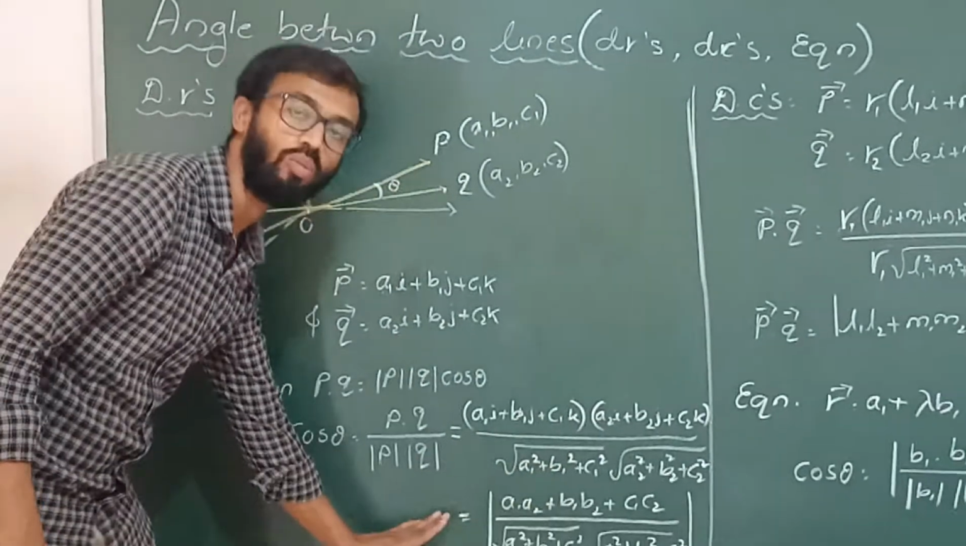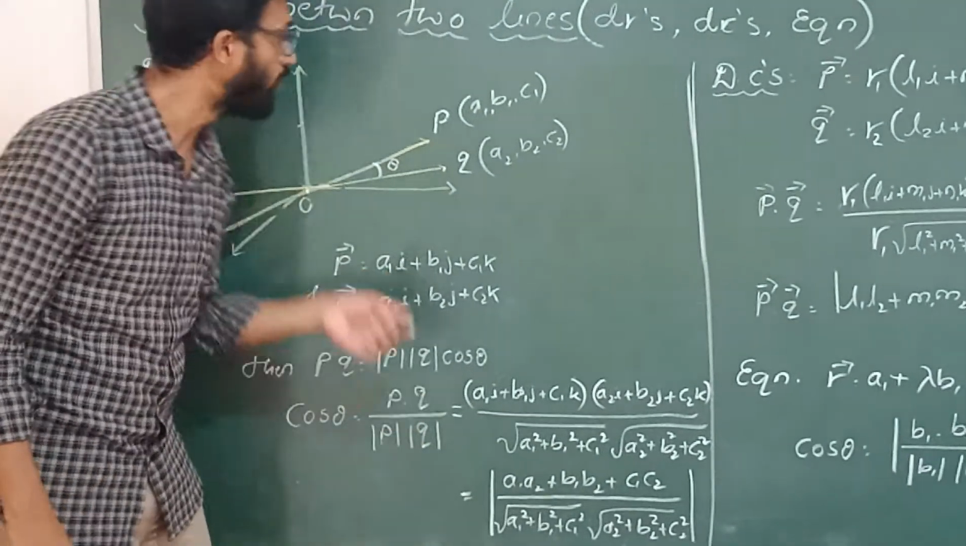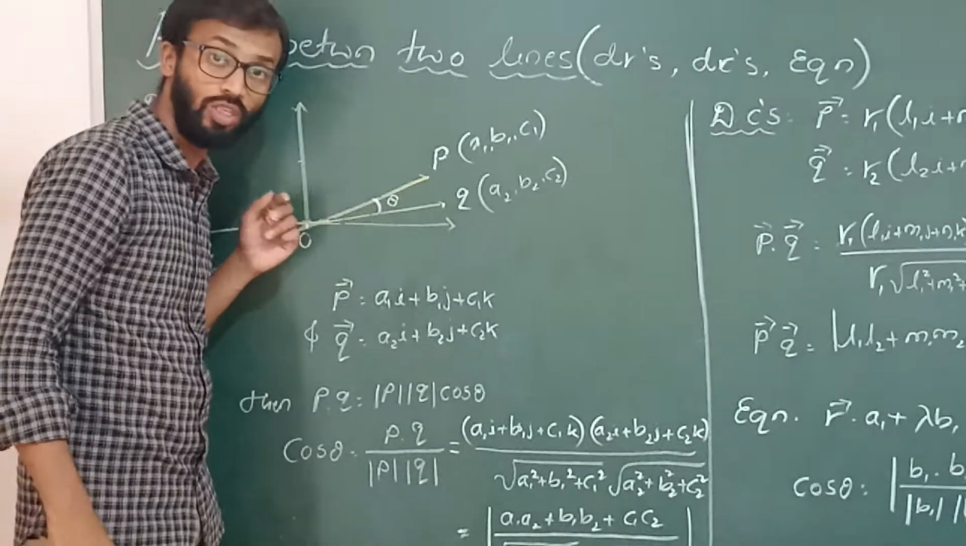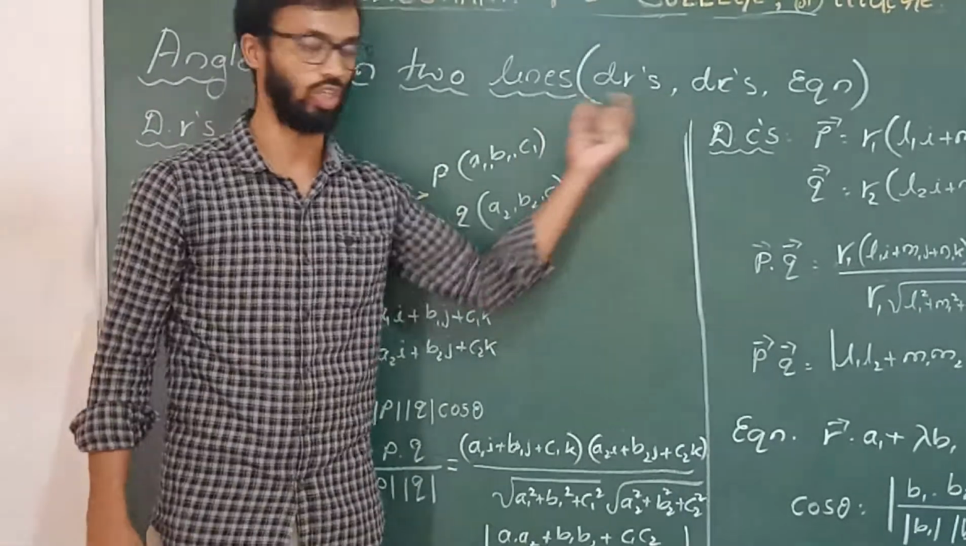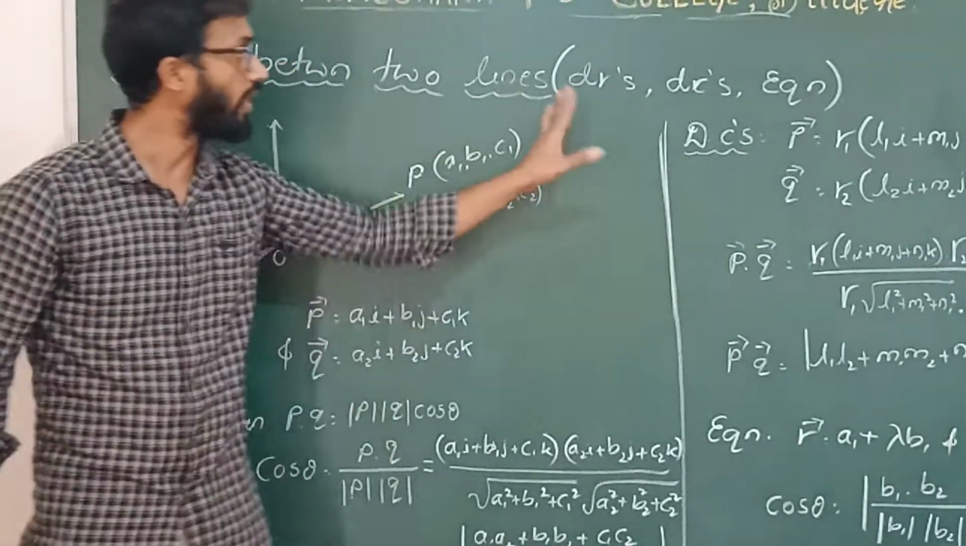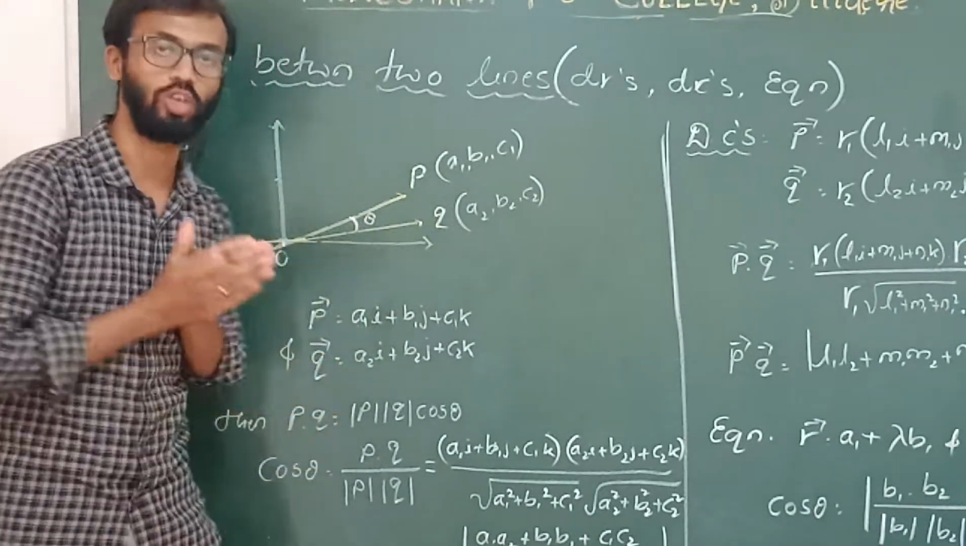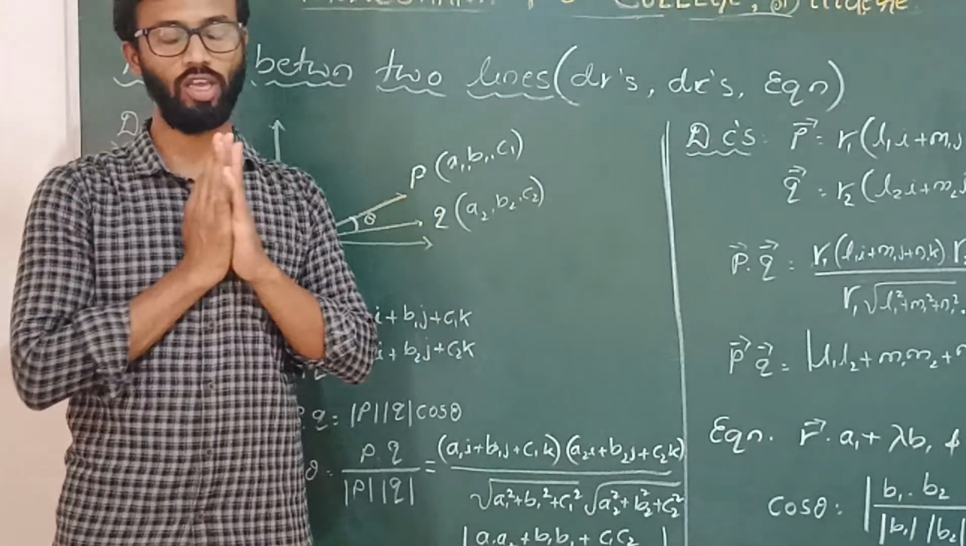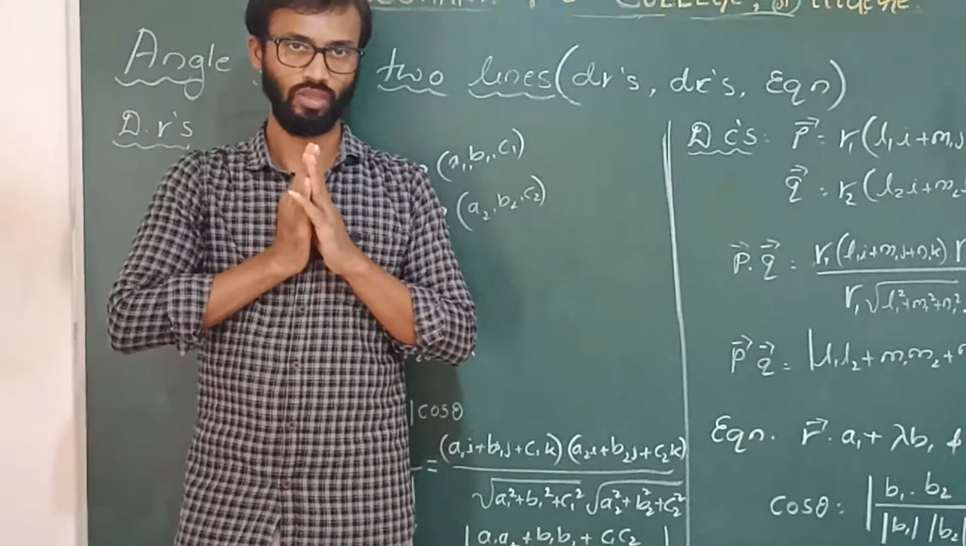So this is my formula to find out the angle between two lines when they are given the direction ratios. Keep in your mind, when they are given direction ratios, this is my formula to find out the angle between two vectors, the angle between two lines.